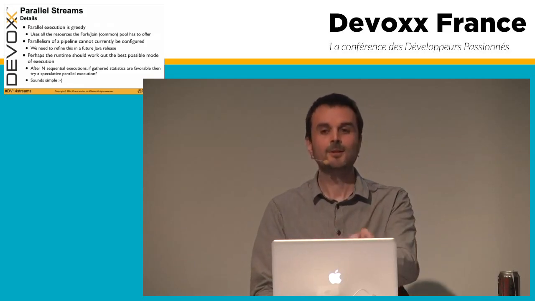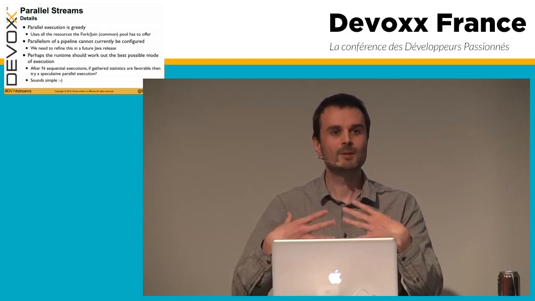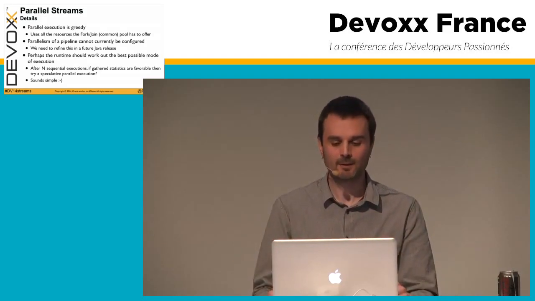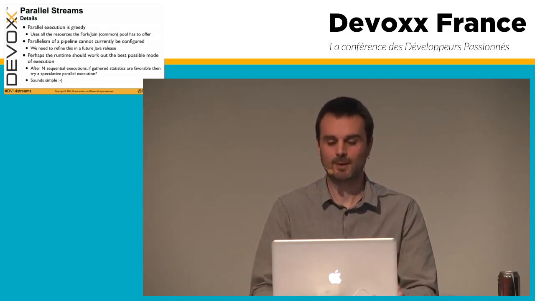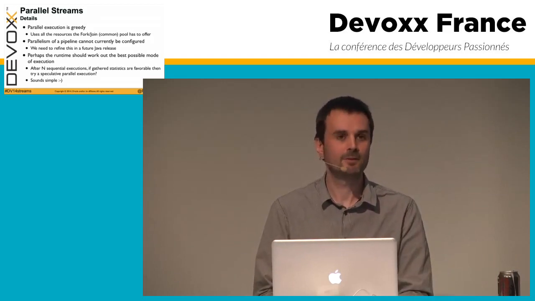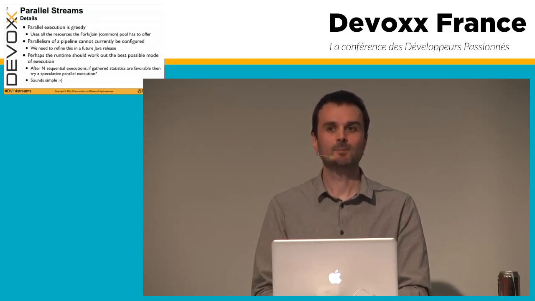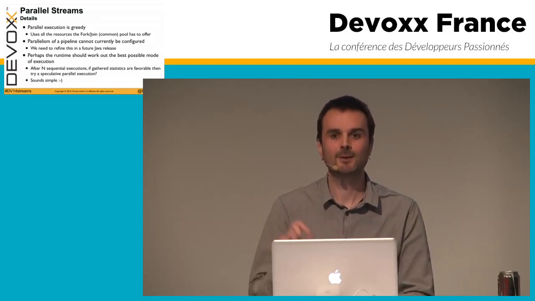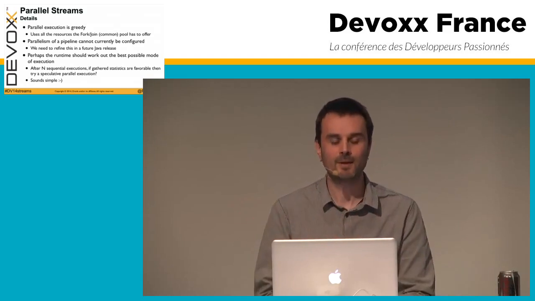So parallel execution is greedy. It will use as many resources as are available to it, essentially by default in the common pool. So we can't actually configure it, as I said. We need to refine this in a future Java release. The obvious solution seems appealing: just specify the parallelism you want in the parallel method. But I think that's wrong. We need to think about this more.